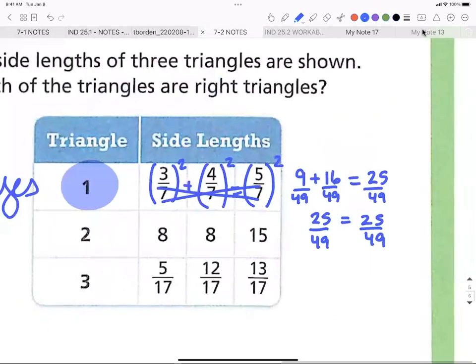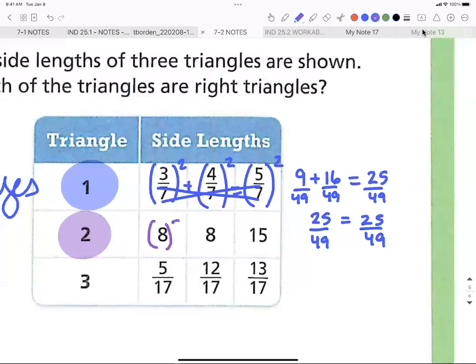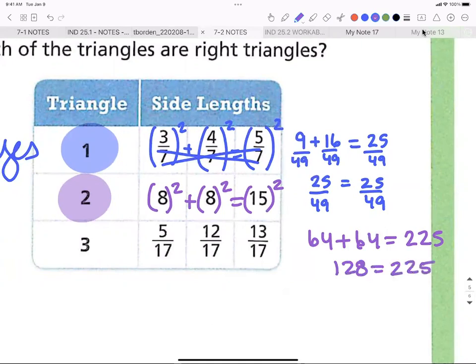Okay, now again, this is a 3-part question, right? We have to see if number 2 is, so we are going to square 8, add it to square 8 and see if it equals the 15 squared. Well, 8 squared is 64 plus 8 squared is 64. 15 squared is 225. What's 64 plus 64? 128. So is the purple one a right triangle?